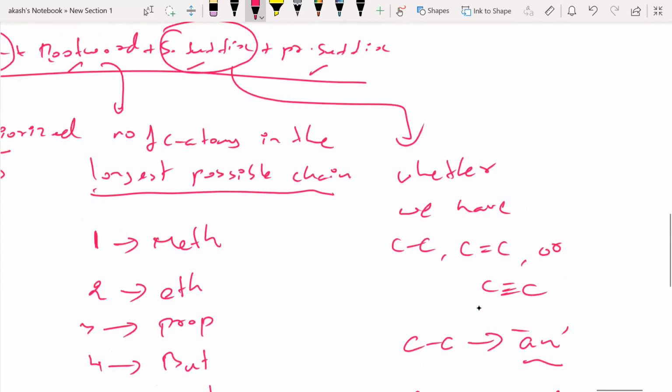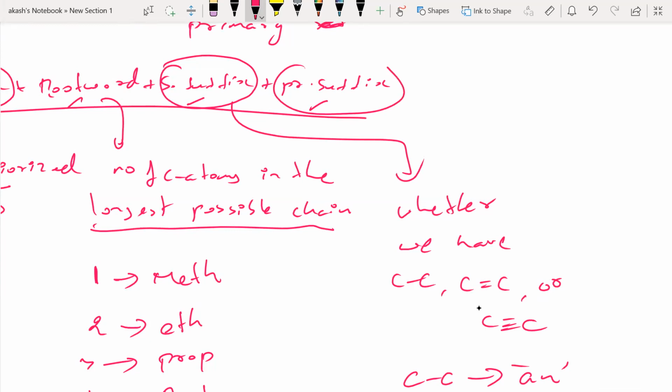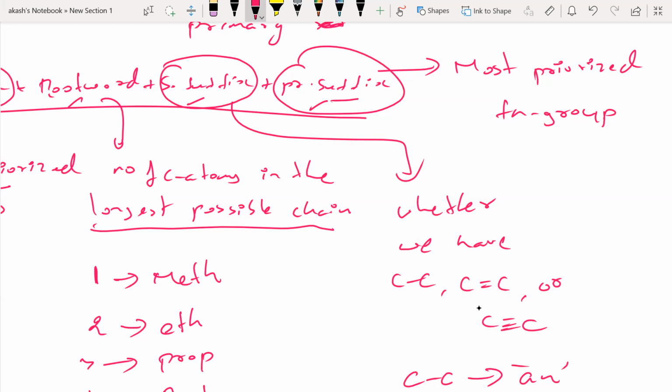Now coming to the last one, the primary suffix. That is going to give you the information about the most prioritized functional group. So, what are you understanding? If at all you have more than one functional group, say 10 functional groups, out of them only one of them will have maximum priority. Is it not? Only one of them will have the maximum priority. So for the one which has the maximum priority, you have to write the primary suffix.